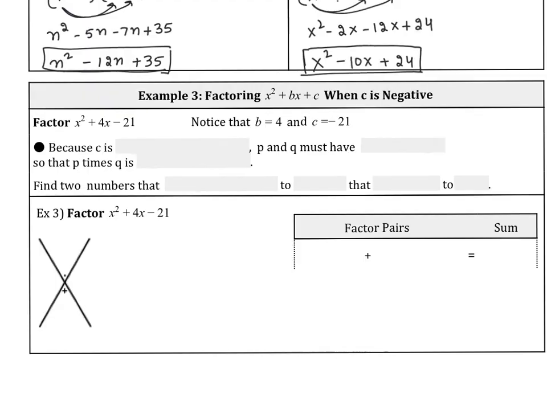So now we're going to do example 3. We're going to factor x squared plus bx plus c when c is negative this time. Because c is negative, p and q must have different signs. So whenever you have c negative, it means p and q should have different signs, so that p times q should be negative.